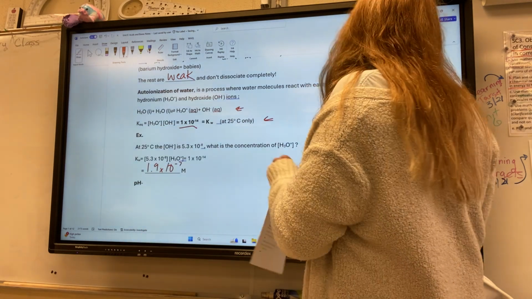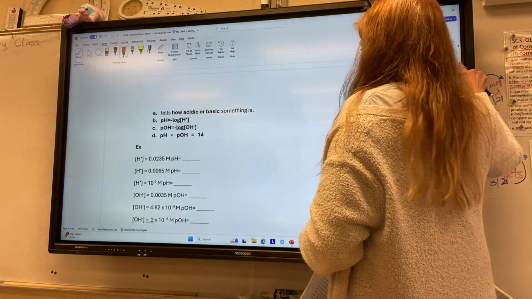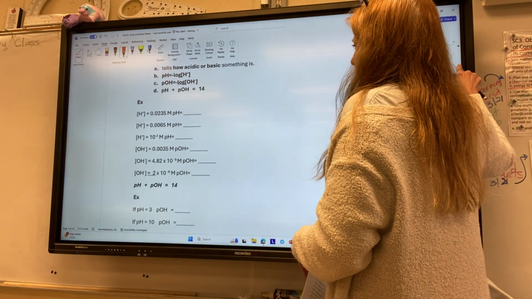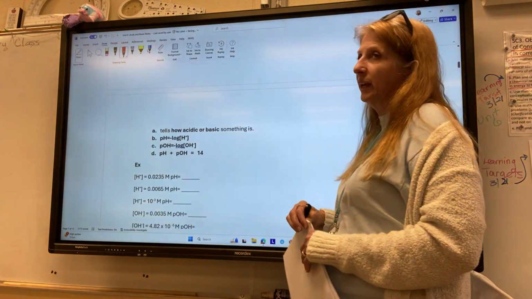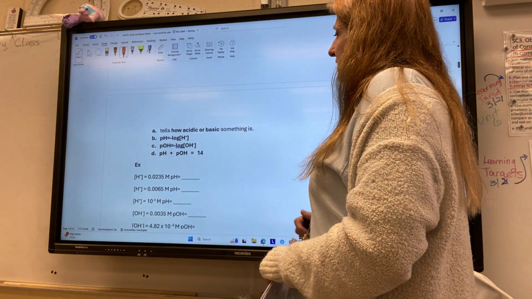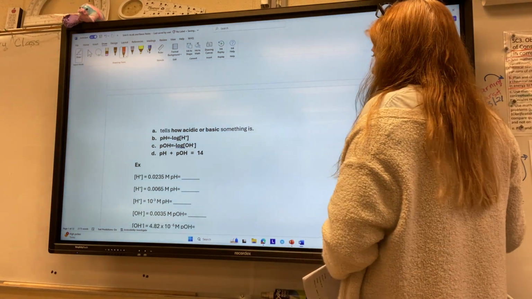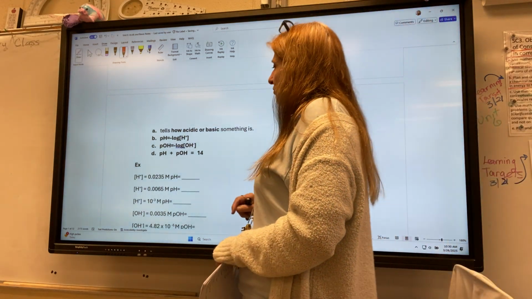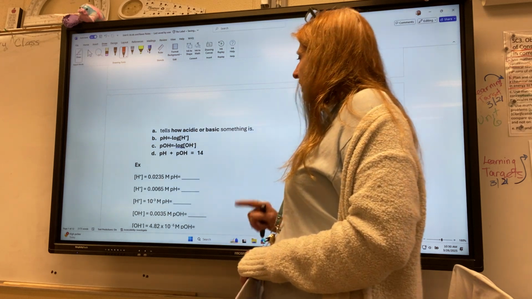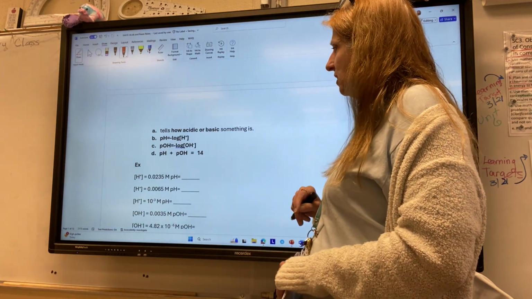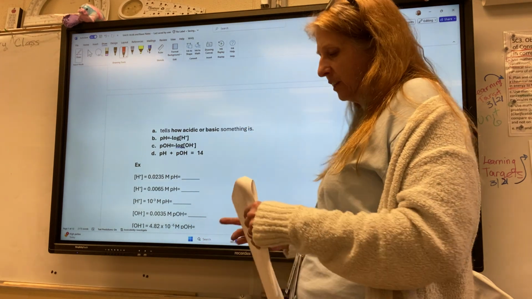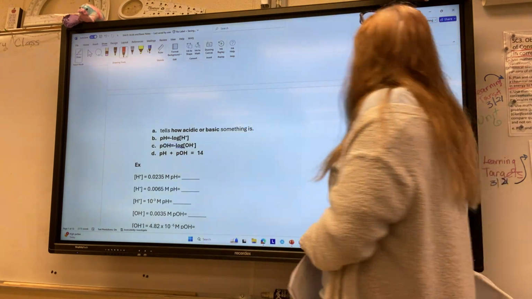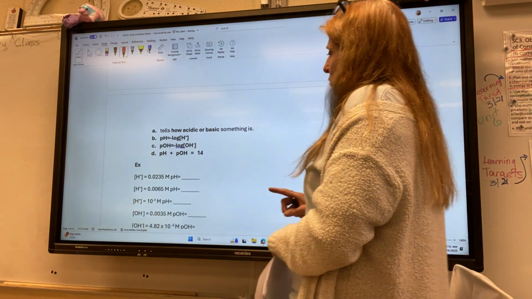All right, pH. Now this is straight out of my honors notes. I just copied them because you should have already learned this in honors. pH tells how acidic or basic something is. pH is the negative log of the hydrogen ion concentration. There's also pOH, which is the negative log of the hydroxide ion concentration. And if you add pH and pOH, you get 14.